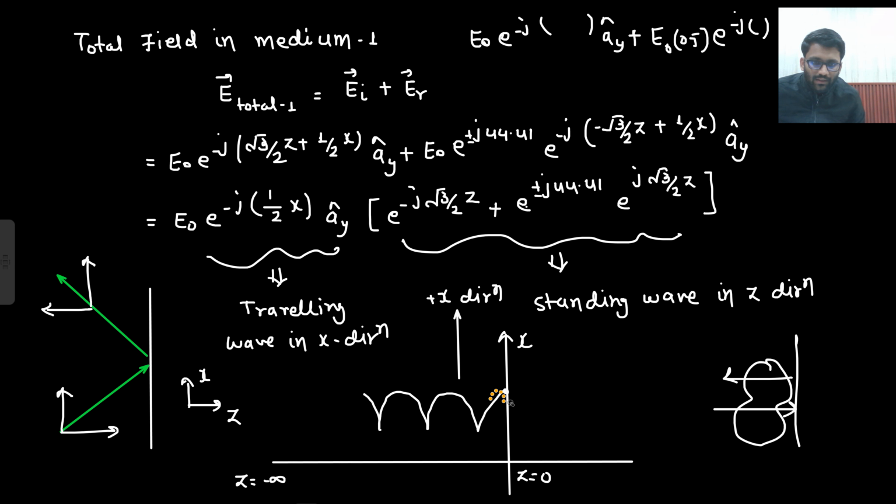Here one correction. Here I will not get a maximum or minimum, no? So I should have made it like this. Because at z equals 0, I will get neither maxima nor minima. I will get some middle value, so that value I am showing.